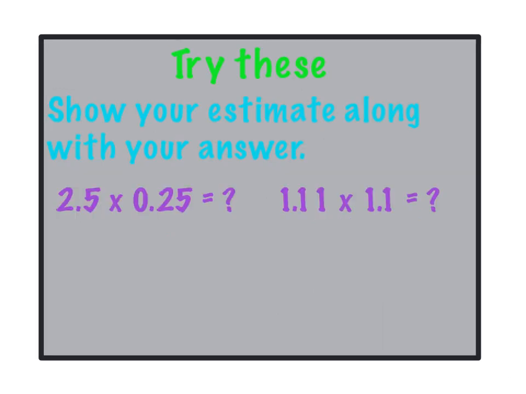And the last thing here is the try this part. I do want you to try these. I want you to show your estimate along with your answer. And for this first one here, I'm actually going to give you the numbers, just like we did on the previous slide. It's 625. So you have to put in the decimal for that one, and then I'm going to let you take care of 1 and 1/100ths times 1 and 1/10 from start to finish.